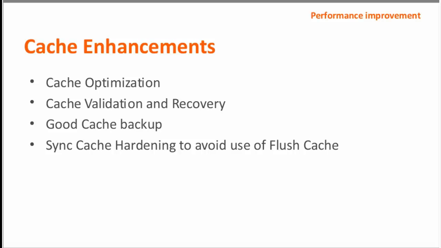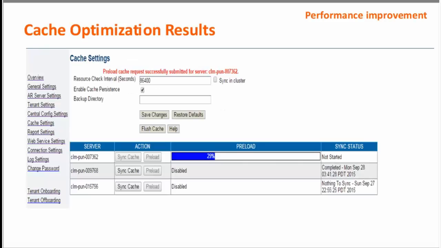In the next slide, this is my cache optimization result. Here, this is a backup directory where you can provide the location of your good copy of cache. We also added some sync status. If you do a sync, it will update this, like not started, completed, or nothing to sync. If nothing has changed on the server, then it will show nothing to sync.